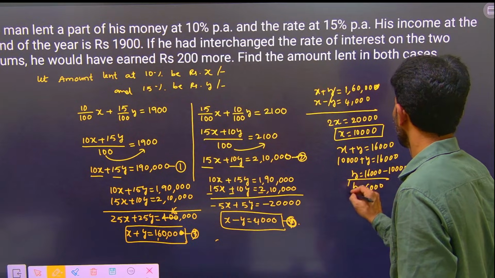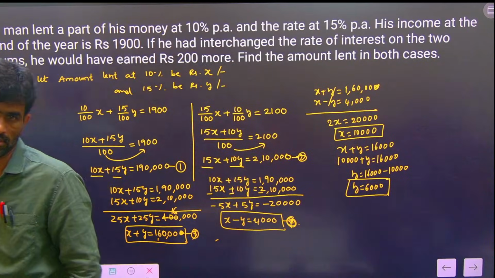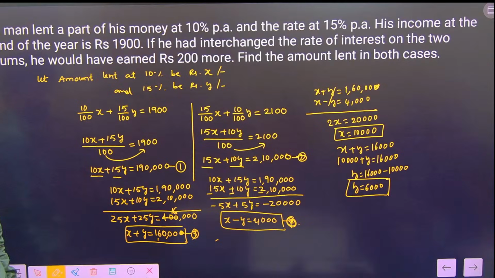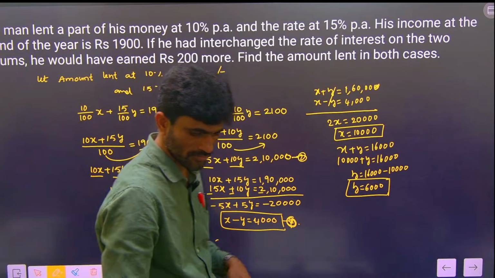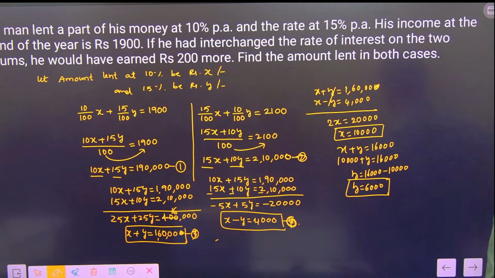So these are the two amounts. You should write it last. Therefore, the two amounts are 10,000 and 6,000. Try this. Write it.